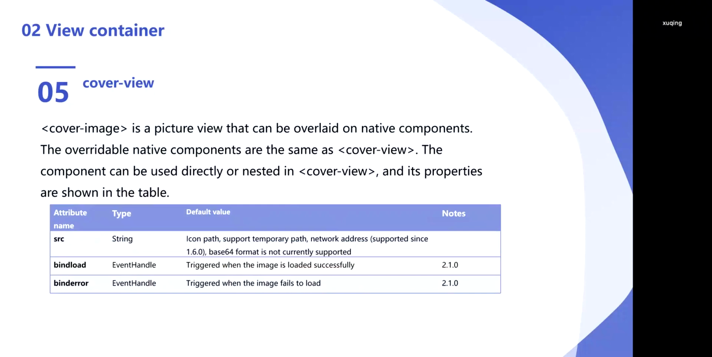src, I think we can deduce it from the name. It's the icon path, which supports temporary path and network address. We have bindload and binderror, and they are triggered when the image is loaded successfully or when the image fails to load.